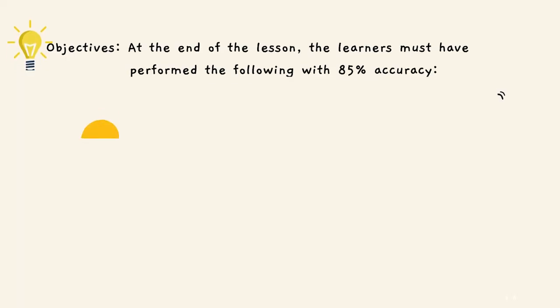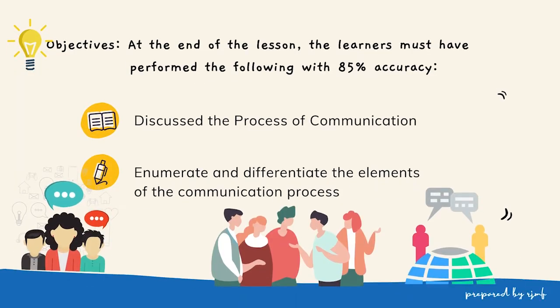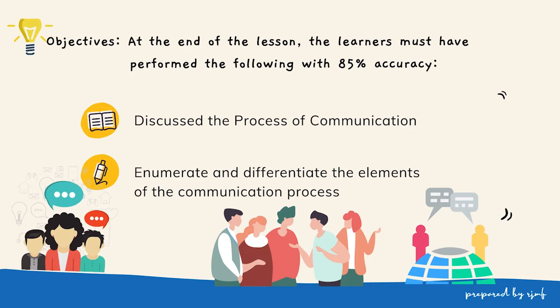Objectives: at the end of the lesson, the learners must have performed the following with 85% accuracy. Discuss the process of communication. Enumerate and differentiate the elements of the communication process.